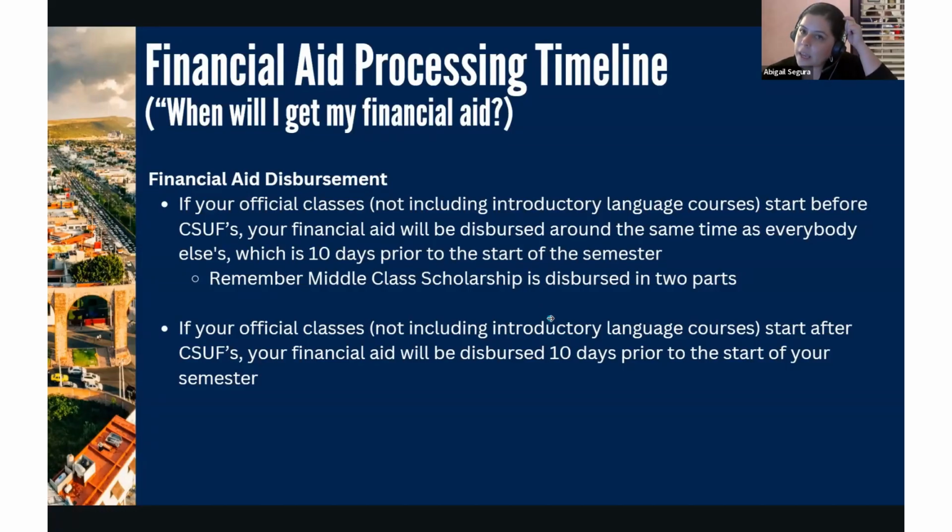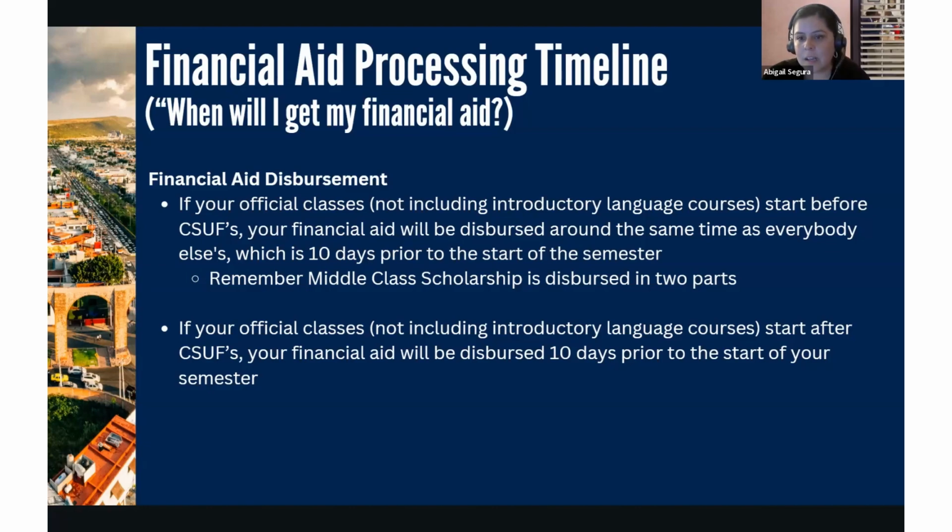So the financial aid processing timeline, this is what it is. It's typically 10 days prior to the start of your semester. So we've already communicated your program start dates to financial aid. If your official classes, not including any intro language courses, like I know some of the CSUIP or MISEFA has that, so not including that, but the start of your official semester, if it's before Cal State Fullerton, your financial aid will be dispersed around the same time as everybody else, which is 10 days prior to the start of the semester.